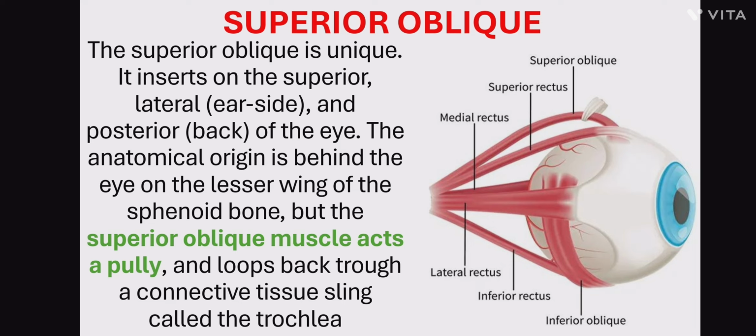The fifth muscle is superior oblique. The superior oblique is unique. It inserts on the superior lateral, that is ear side, and posterior back of the eye. The anatomical origin is behind the eye on the lesser wing of sphenoid bone, but the superior oblique muscle acts as a pulley and loops back through a connective tissue sling called the trochlea.